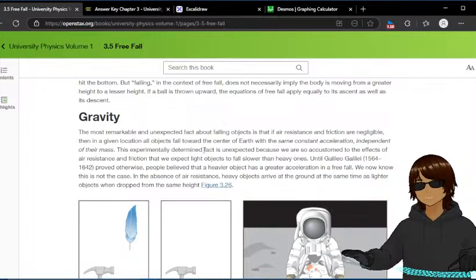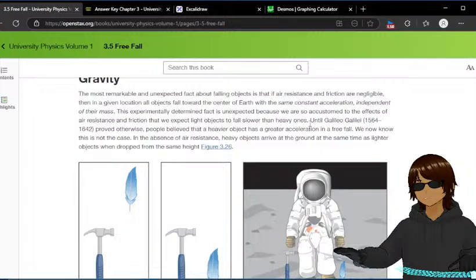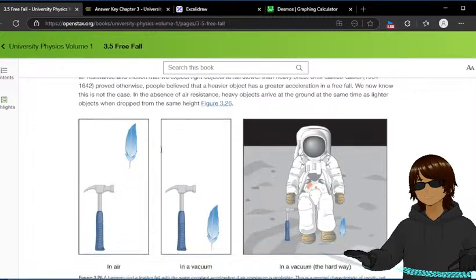This experimentally determined fact is unexpected because we are so accustomed to the effect of air resistance and friction that we expect light objects to fall slower than heavy ones. Until Galileo proved otherwise, people believed that heavier objects have a greater acceleration in free fall. We now know that it is not the case. In the absence of air resistance, heavy objects arrive at the ground at the same time as lighter objects when dropped from the same height.